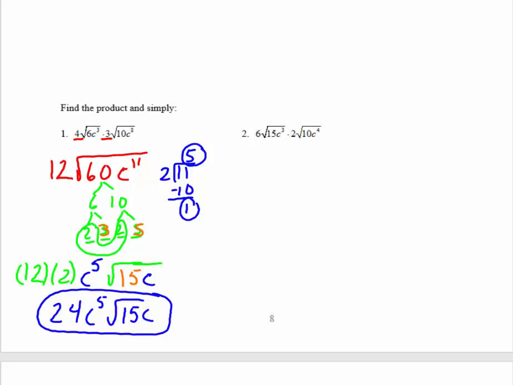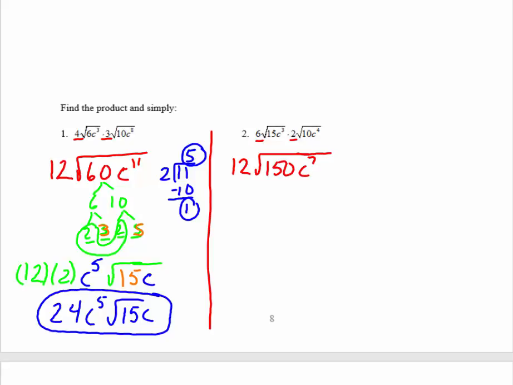Number 2. 6 times the square root of 15c cubed times 2 times the square root of 10c to the 4th. We'll start off the same way. The 6 and the 2 get multiplied because they're on the outside, so I get a 12. And now I'll multiply the numbers and the variables underneath. So 15 times 10 is 150. And when I multiply, I add powers, so 4 plus 3 is 7.